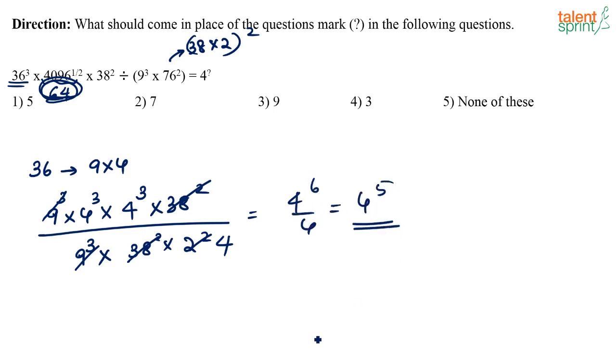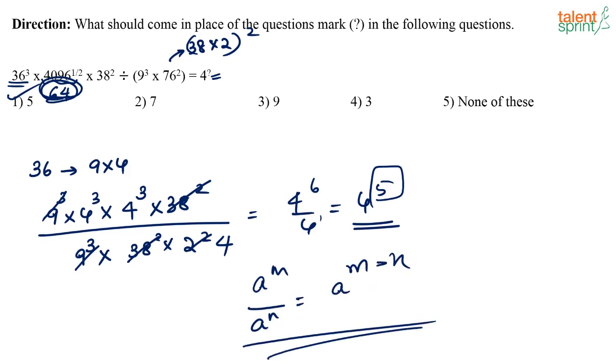So what is the answer? They are asking what is the value of this question mark. So this question mark has to be 5, option 1. Yes, 5 is your answer. A to the power m by a to the power n is equal to a to the power of m minus n. Yes, 5 is your answer.